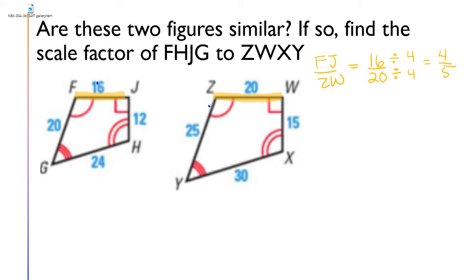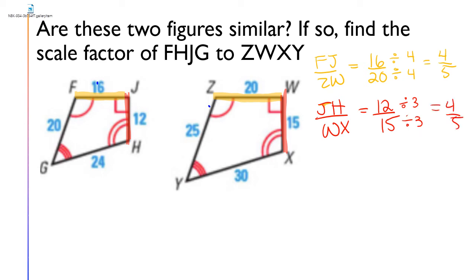So that means if these two figures are similar, all of the other pairs of corresponding sides need to be 4/5. So let's look at the next pair. Let's look at JH and WX. I went from small to big the first time, so I have to continue going from small to big. So side JH over side WX gives us 12 to 15. Divide both by 3, the greatest common factor between 12 and 15. And that also gives me 4/5.